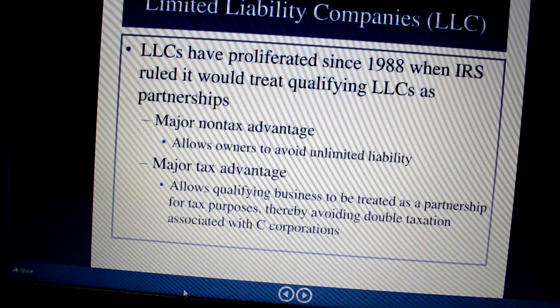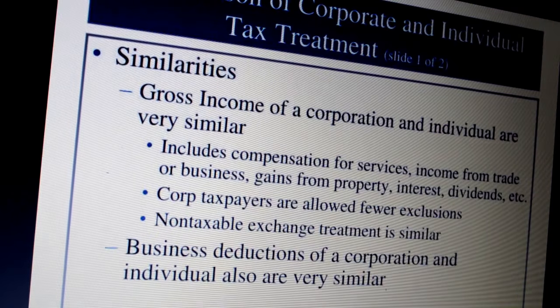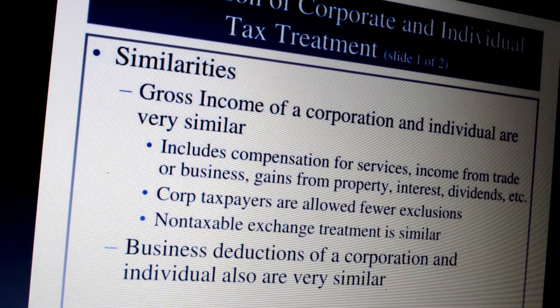Some states allow an LLC to have centralized management, but not continuity of life or free transferability of interests. Other states allow LLCs to adopt any or all of the corporate characteristics of centralized management, continuity of life, and free transferability of interest.